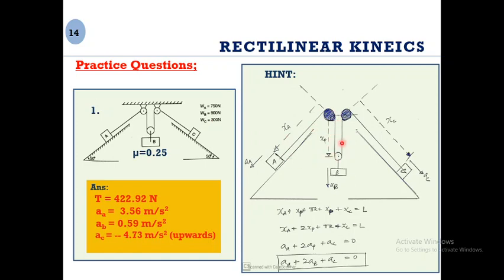So it is a single string passing over multiple massless pulleys. Tension will be the same in all the strings. And for the tension in this particular portion, you have to analyze the free body diagram of this block. So the tension will be acting upward here, and this will be acting upward here, therefore the tension in this string will be 2T. So tension on this block will be 2T, tension on this block will be T, tension on this block will be T. So that will be the nature of the tensions.